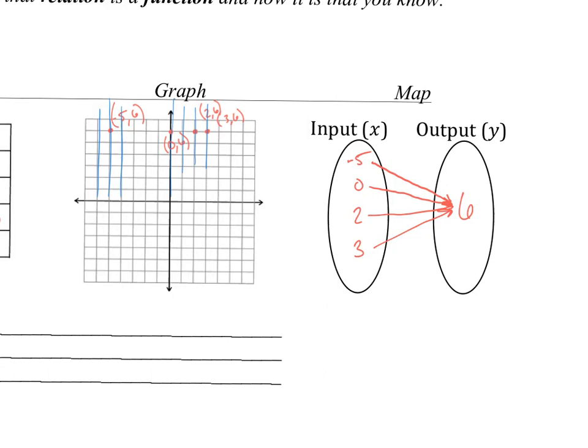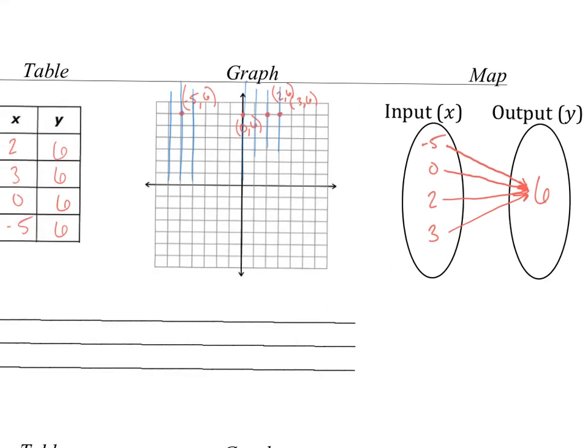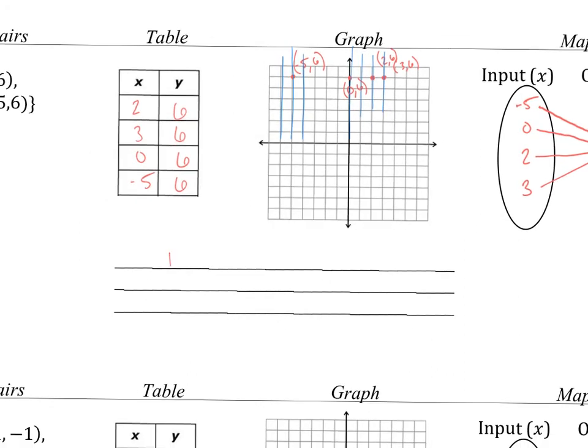What I'm going to say here is that this is a function. It is a function because each input has only 1 output. That's the key. -5 has only 1 output. 0 has only 1 output. 2 has only 1 output. 3 has only 1 output. Because each of these inputs have only 1 output, we can say that we have a function.